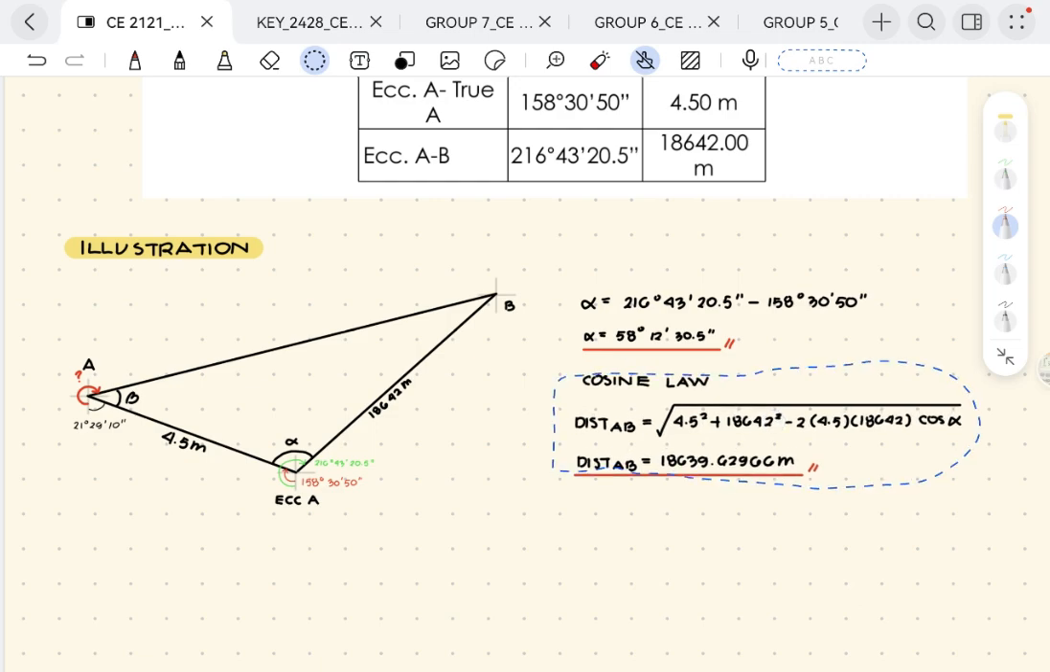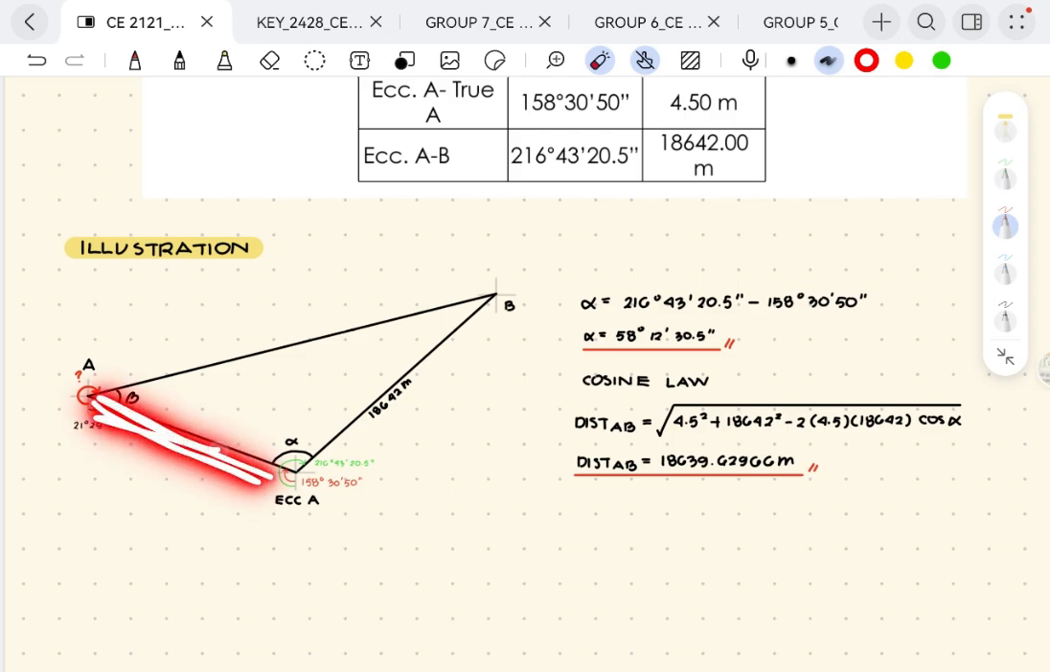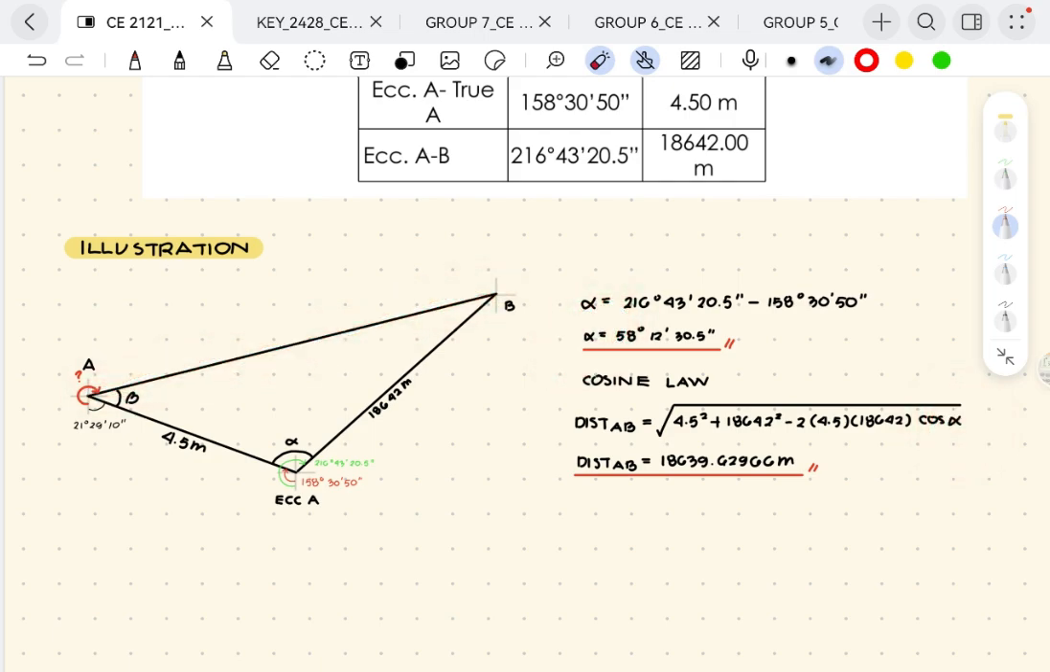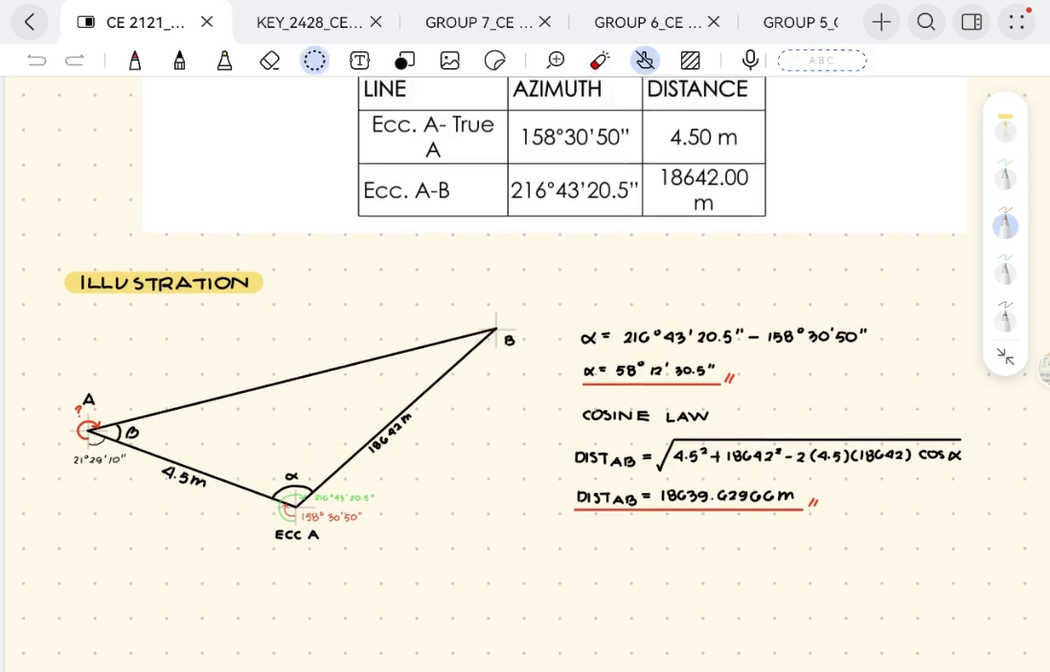So here, using cosine law, I would solve for the distance from A to B, that is equal to the square root of 4.5 squared plus 18,642 squared minus 2(4.5)(18,642) cosine alpha. So we already solved for alpha. We can now solve for the distance AB. So that is 18,639.62966. Okay, so for each of these opposite angles, we already have its corresponding opposite side.